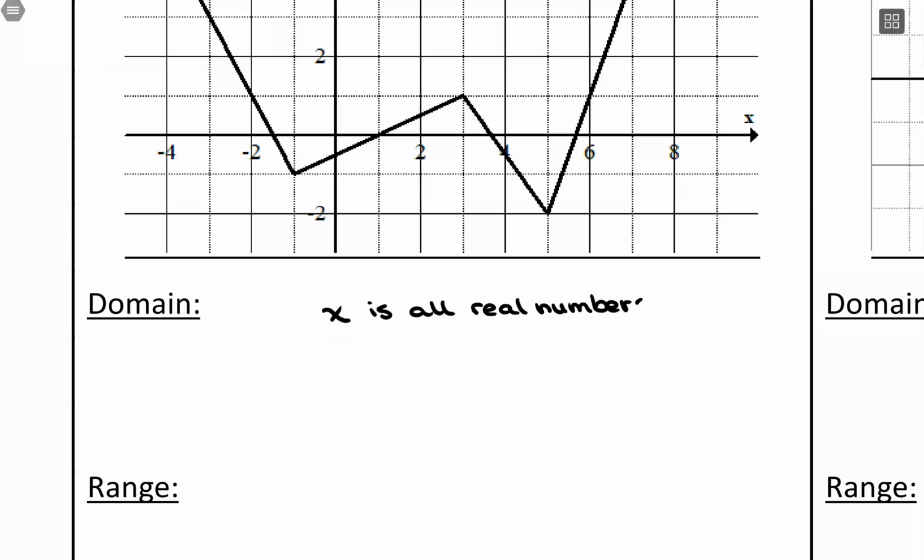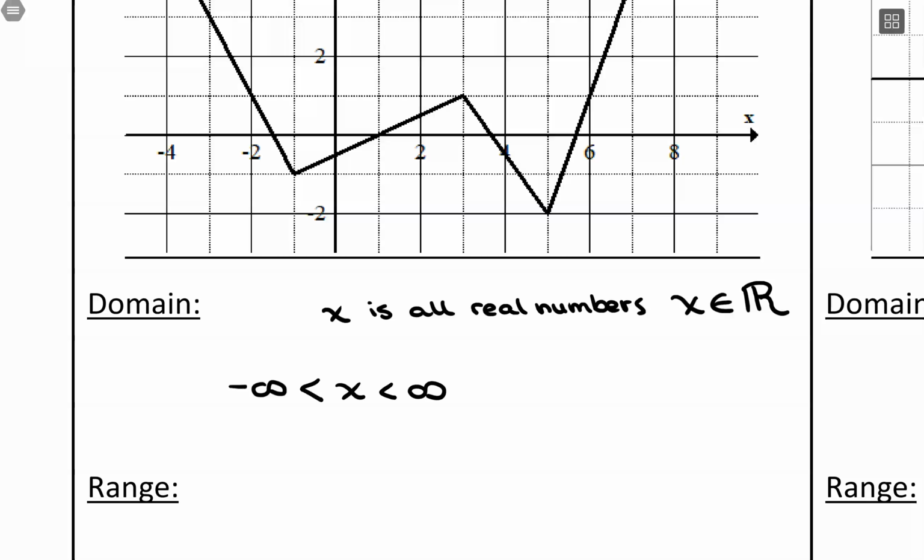Or some notation that's used is x belongs to, and then the notation for the real number set. So maybe you've seen those forms before. Using inequalities, I could write it as -infinity is less than x is less than +infinity.